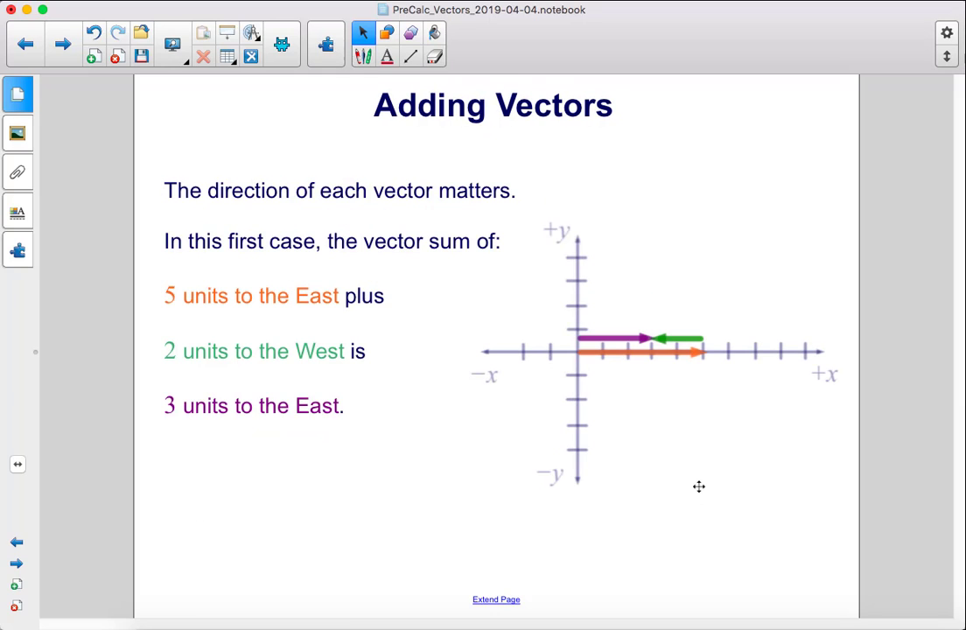The direction of each vector matters. In this first case, the vector sum of 5 units to the east plus 2 units to the west is 3 units to the east.